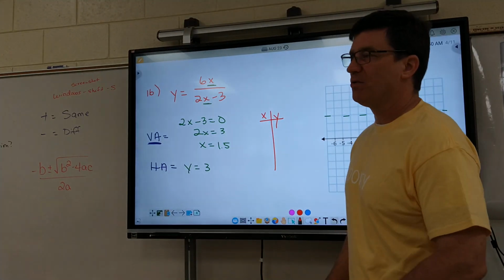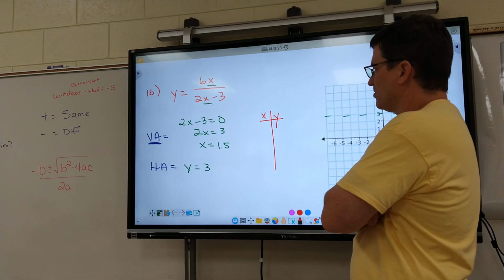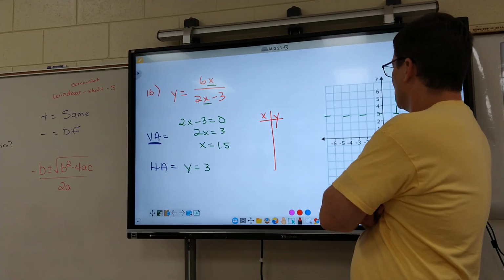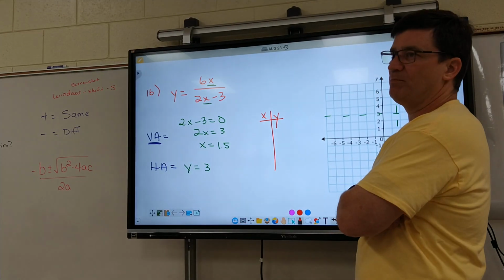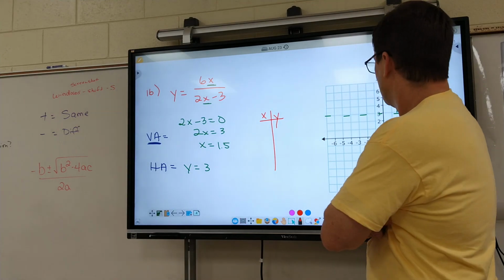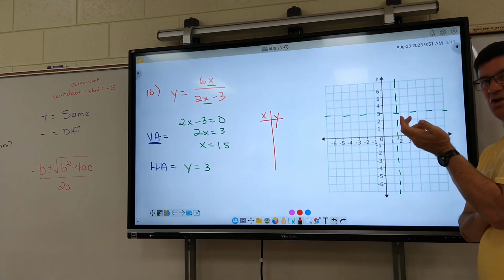All right, there is one more thing we have to do. We've got to pick 4 numbers that we can plug in so we can graph this. Y'all remember how we pick our numbers? Two on the left, two on the right. Let me show you what I mean.